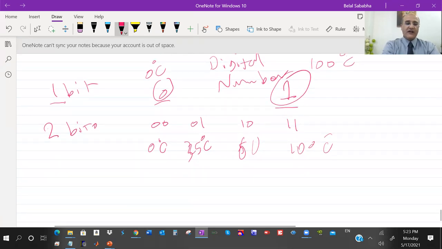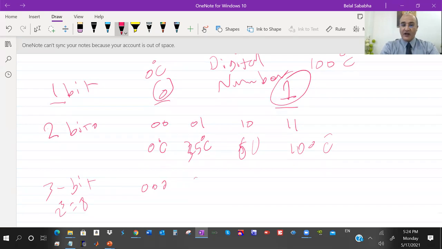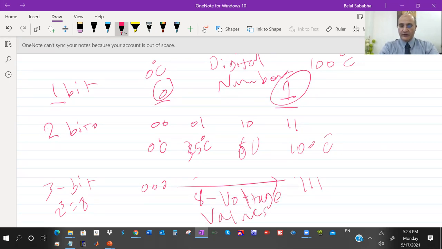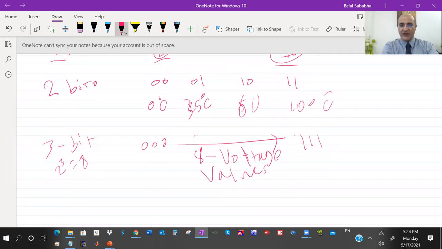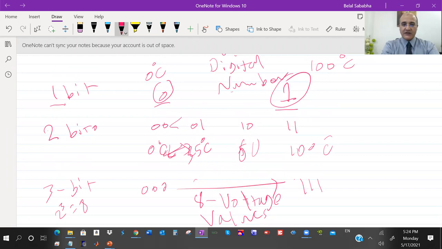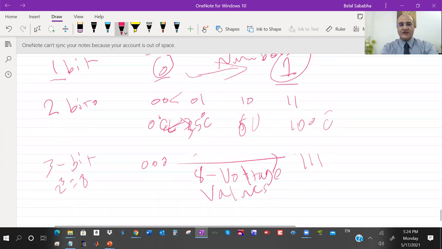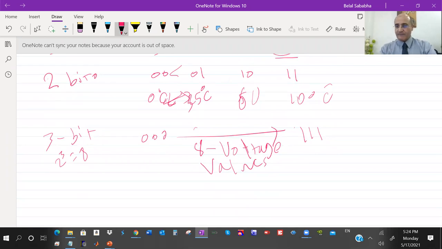Okay, what if I get 3 bits to represent my voltage? Then I'll be able to represent how many values? 8 values. Then I'll be able to represent 8 voltage values. 4 bits, so more resolution, right? Here, the difference was about 30 Celsius difference, right? The voltage here was 100 Celsius difference. With one extra bit, the voltage difference, I'm dividing by 8, right? One extra bit, I'll divide.